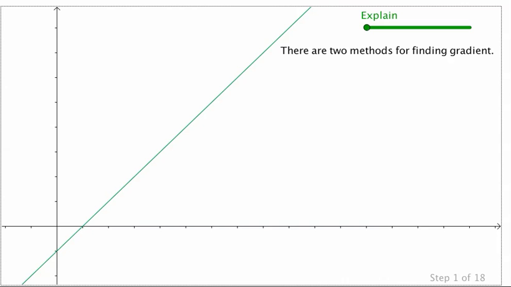Okay, so there are basically two methods for finding the slope of a line. The first one is using the rise over the run method, so let's have a look at that. And what we do here is we just select any 2 points on the line.